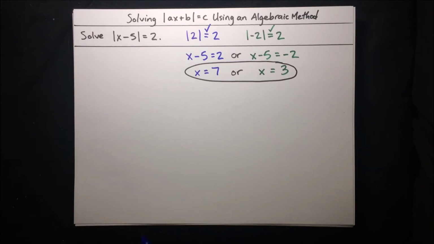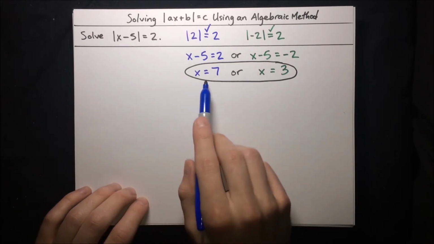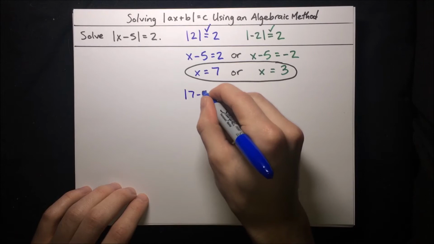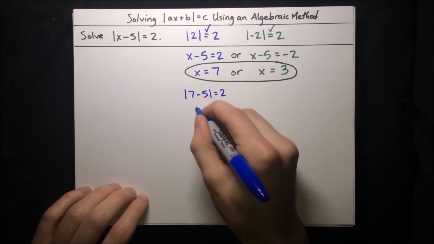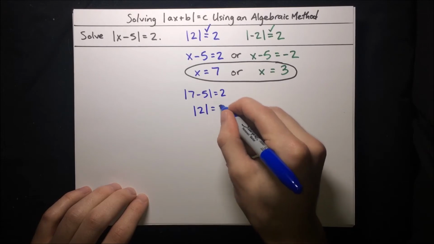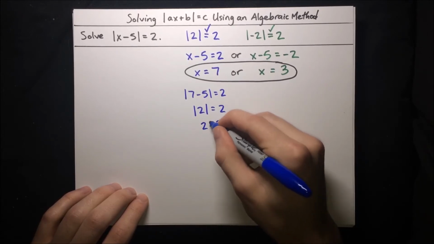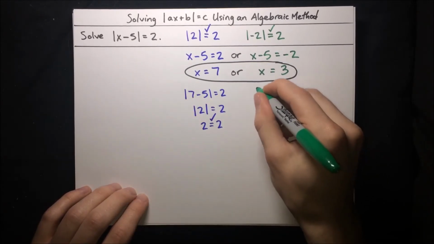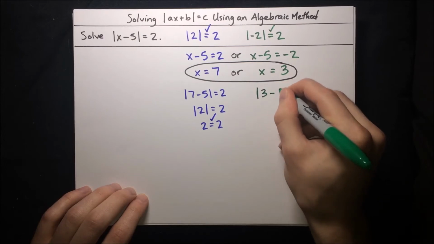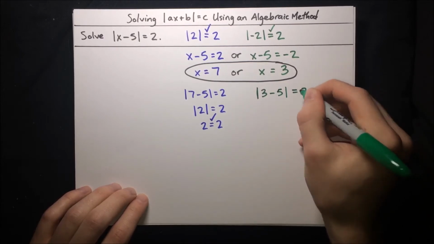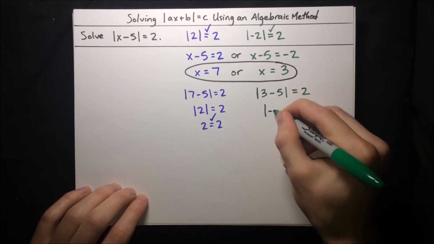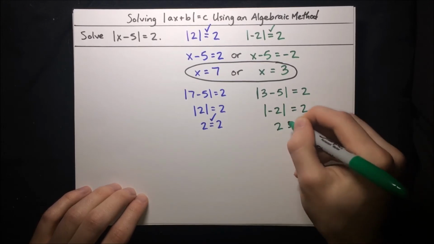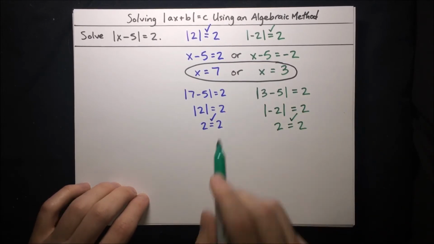Just to be absolutely sure of these solutions, let's double check them in the original equation. So plugging in x equals 7 into the original equation, we've got absolute value of 7 minus 5 is equal to 2, and 7 minus 5 is 2. Absolute value of 2 equals 2. Well, yeah, absolute value is just 2. That works out. Okay, and then how about x equals 3? Let's plug that in the same way. So absolute value of 3 minus 5, is that equal to 2? Well, 3 minus 5 is negative 2. Is absolute value of negative 2 equal to 2? Yeah, so 2 equals 2, and there we go. Both solutions are good.